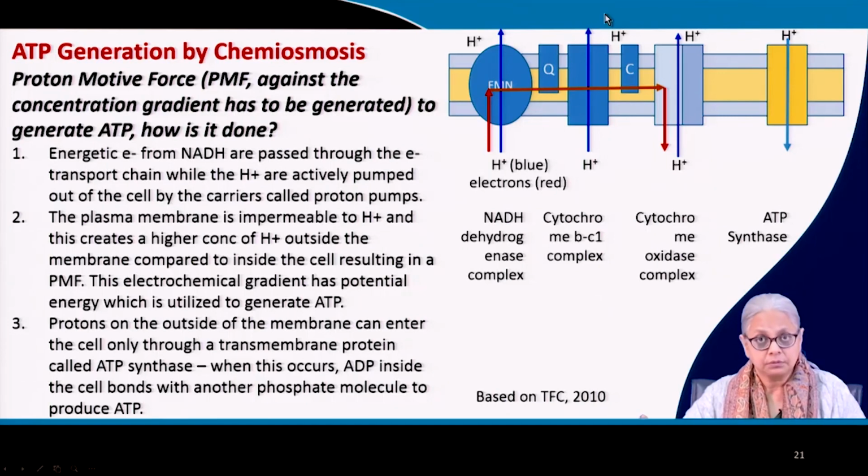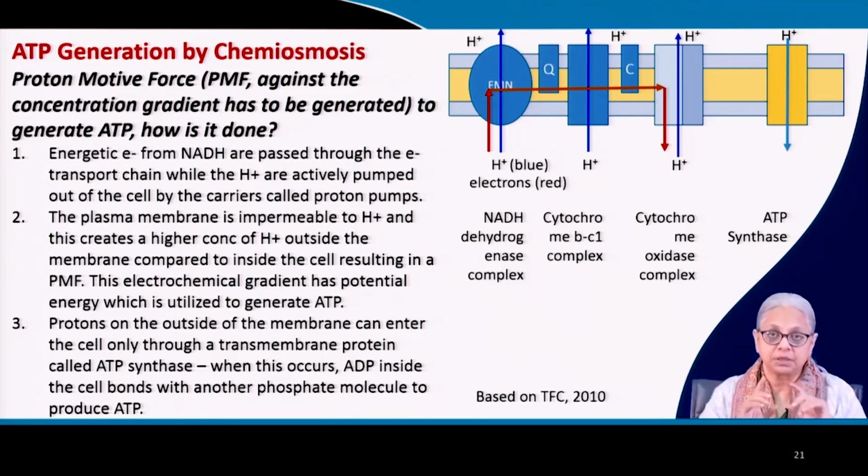So for simplicity, we have 3 complexes and 1 ATP synthase. So we have NAD dehydrogenase complex, we have cytochrome BC1 complex, and we have cytochrome oxidase complex, and finally we have ATP synthase. So these are the protein groups. That's why they are called complex, because they are not a single protein. There are several proteins attached to each other, and they are the ones that are going to mediate the transfer of both electrons as well as protons.